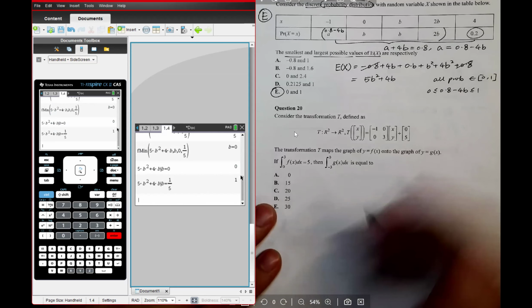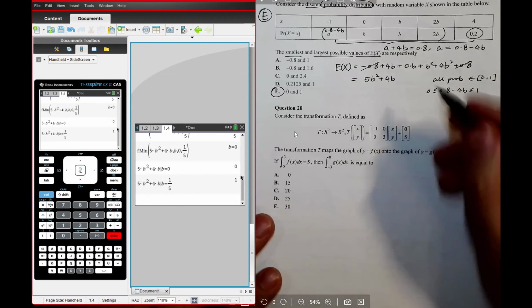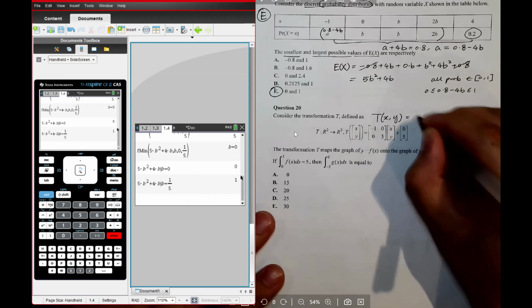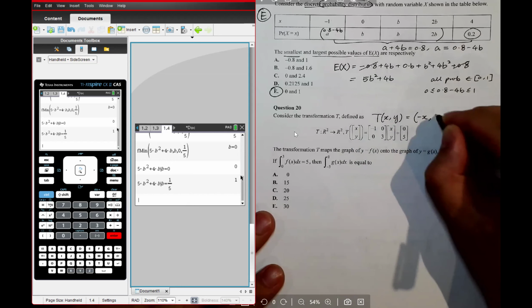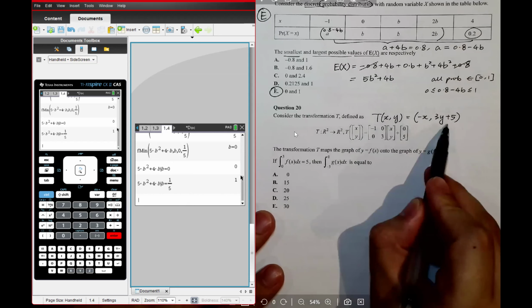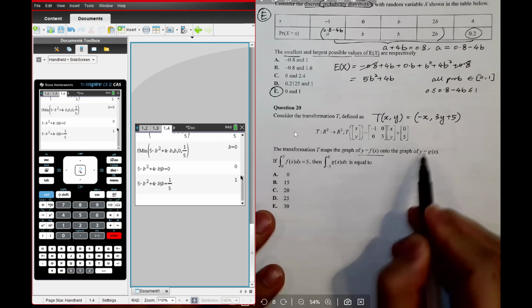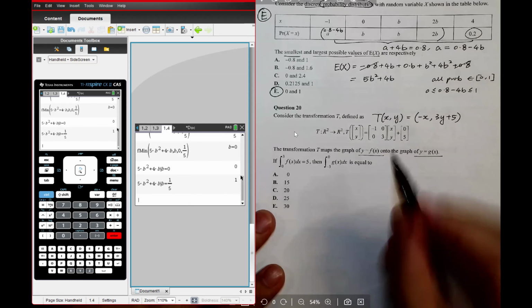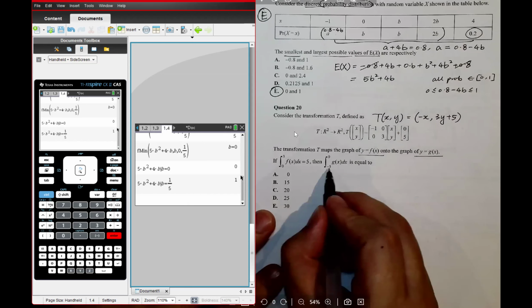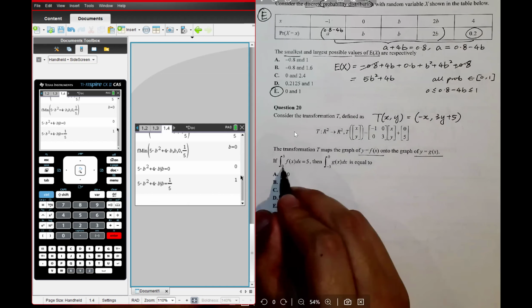Regarding question 20, you will have to use, let's say, this notation now. T of x, y equals minus x, comma 3y plus 5. And under this transformation, f of x is transformed to g of x. So we would like to find a relation between f of x and g of x, and then evaluate this integral based on the given value here.